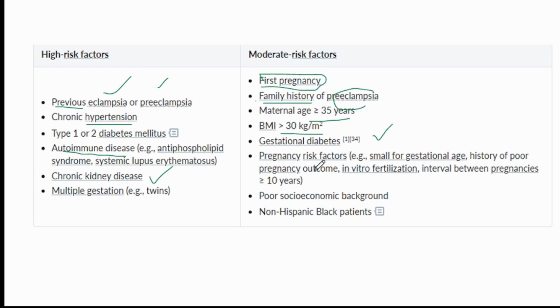And if she has other factors like a small for gestational age baby, or poor history of pregnancy outcome, or IVF, or the interval is more than 10 years, that's a moderate risk factor. Or she has a poor socioeconomic background, or she is a non-Hispanic black patient. So these are moderate risk factors, and if there are two or more of these, or one or more high risk factors, we have to give her low dose aspirin.